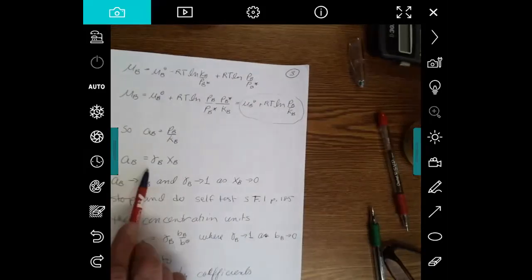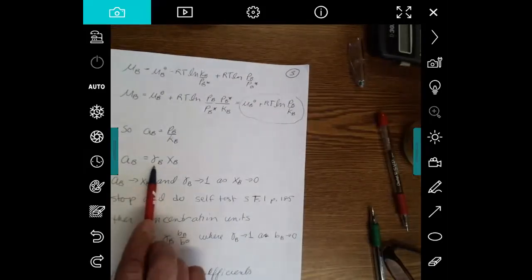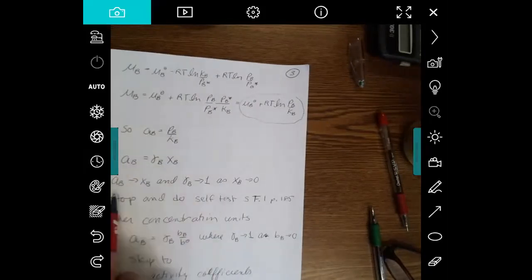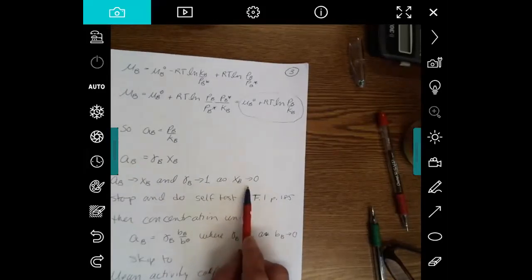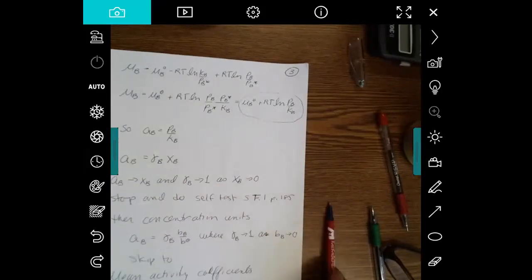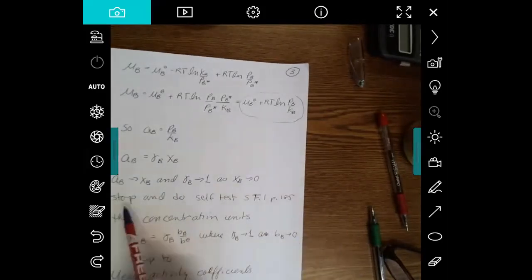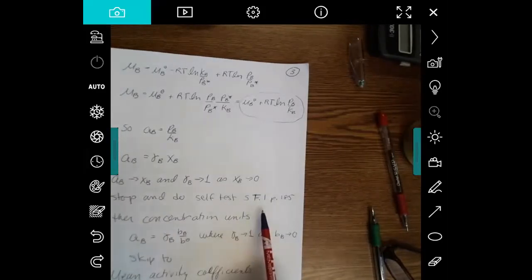So a_B can also be written in terms of an activity coefficient and the mole fraction of B, but now it's going to be different in that the activity of B goes to the mole fraction of B as the activity coefficient goes to 1 and as the mole fraction gets smaller. So if it's the solute, as it gets smaller, this will be true. So stop and do self-test 5F.1 on page 185, just looking at how this might be useful.